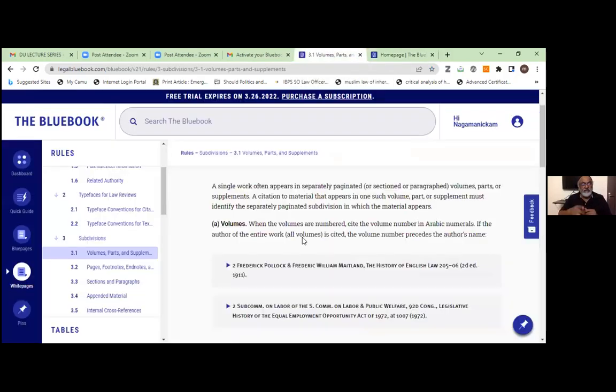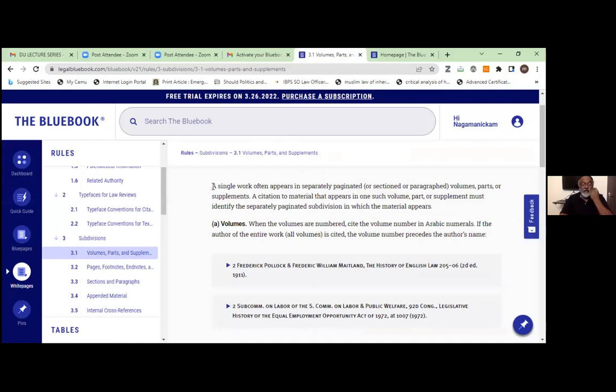As you can see here on the top, it ends on 26th. You have an option next to it, purchase a subscription. I don't think it is needed. 3 days are more than sufficient. You can just jot it down on a piece of paper, or you can maintain a Word document.